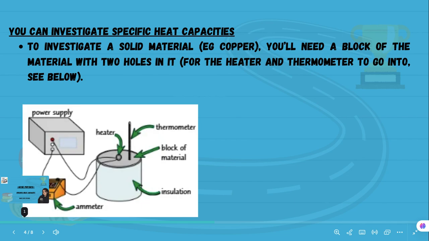You can investigate specific heat capacities. To investigate a solid material, for example copper, you'll need a block of the material with 2 holes in it for the heater and thermometer to go into. You can see this below.